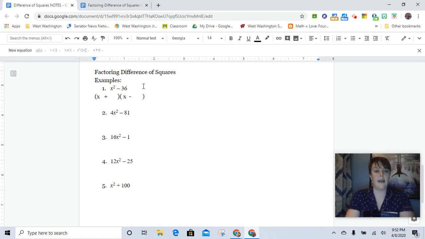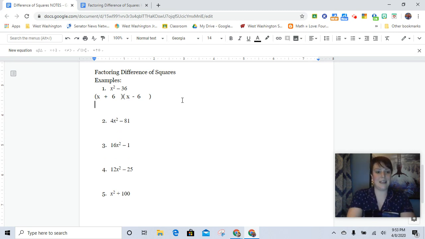Okay, and then the square root of the second number. The square root of 36 is 6. That goes here. And if you want to make this really neat, x plus 6, x minus 6. And that would be your final answer.